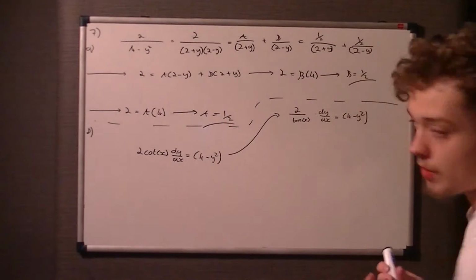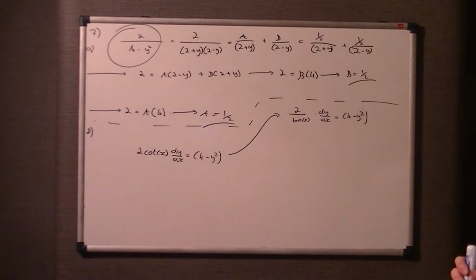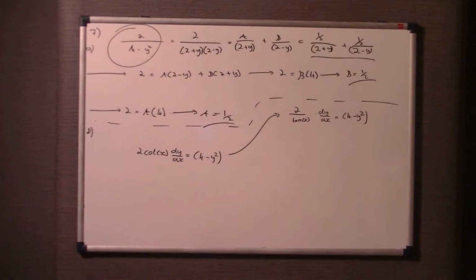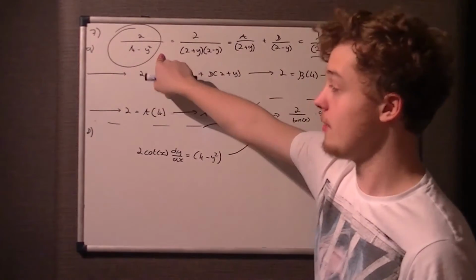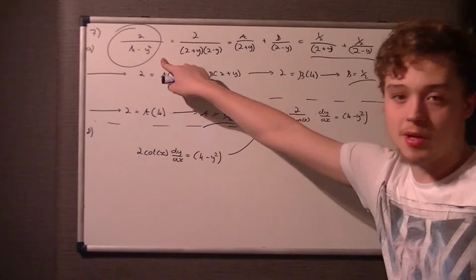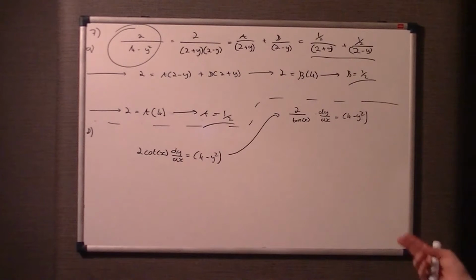Now, this is what we worked out in part A, and we ended up getting this. The reason we do this is so we can integrate. If you tried to integrate that, it'd be very difficult. But we know how to split that up into partial fractions, which we can integrate using ln's, obviously.